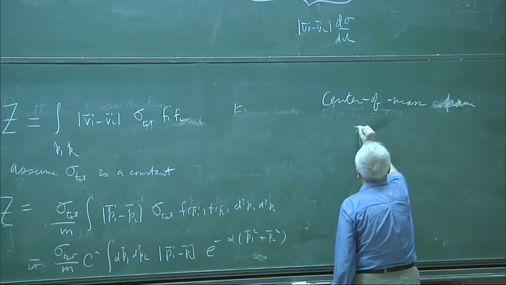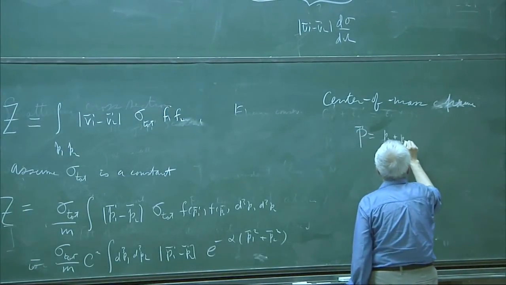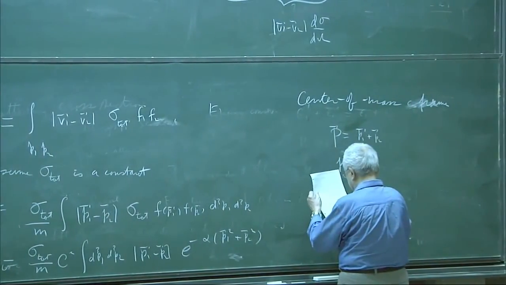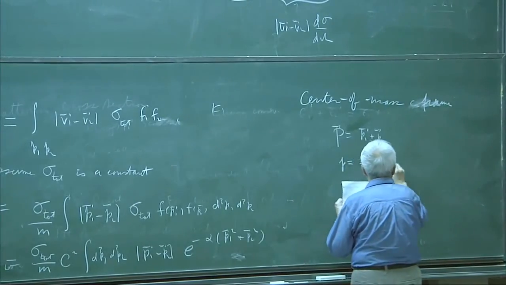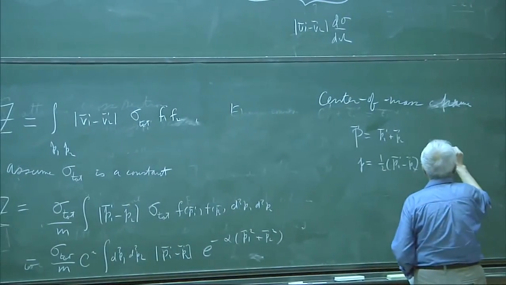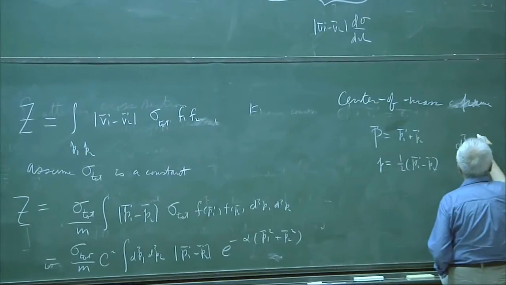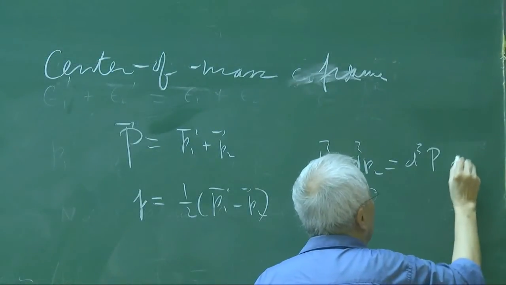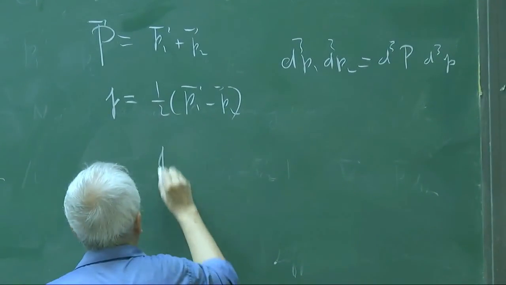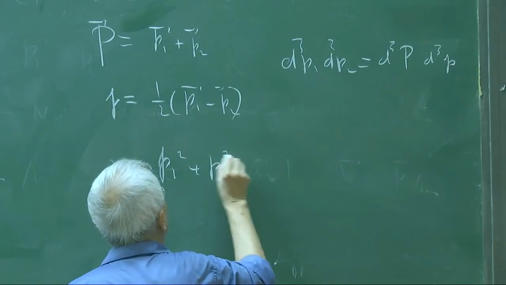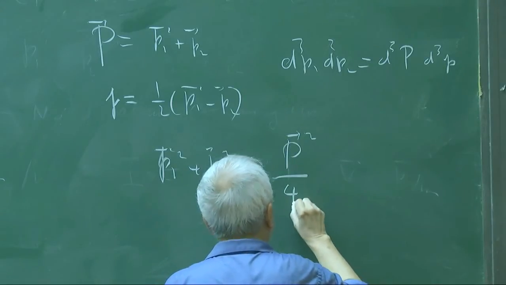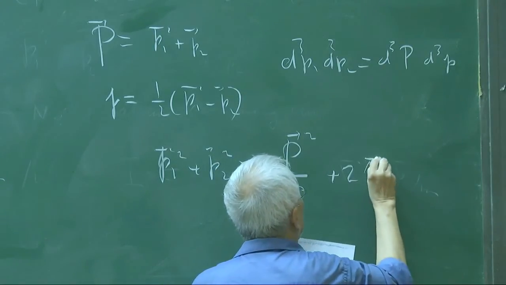You define P as P1 plus P2, and small p as 1/2 (P1 minus P2). And then you will find that d3P1 d3P2 is equal to d3P d3p, and that P1 squared plus P2 squared is equal to P squared divided by 4 plus 2 times p squared.